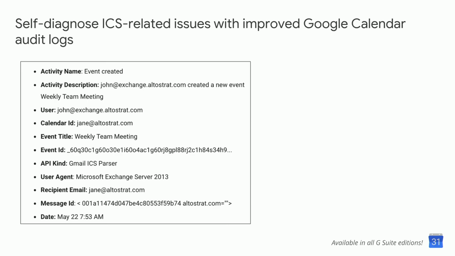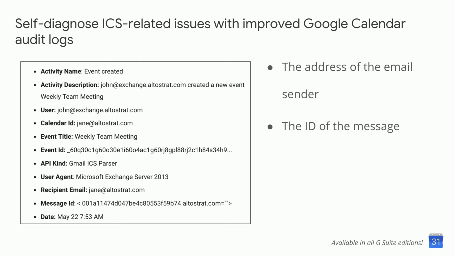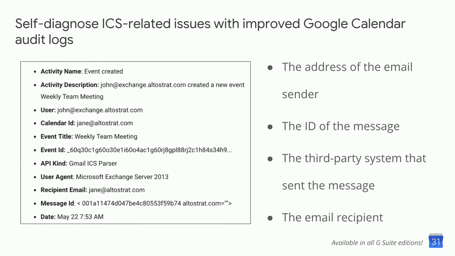When changes are made within Google Calendar, it's important that the available audit logs in the admin console have the information you need to understand what happened. To help you better investigate situations like these, we've added new information to the audit logs, including the address of the email sender, the ID of the message that you can use in Gmail audit logs for further investigation, the third-party system that sent the message, for example, Microsoft Exchange Server 2013, and the email recipient.